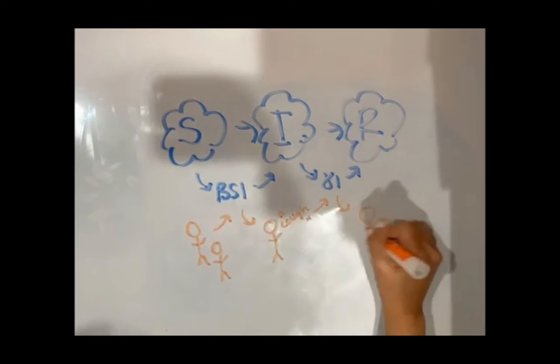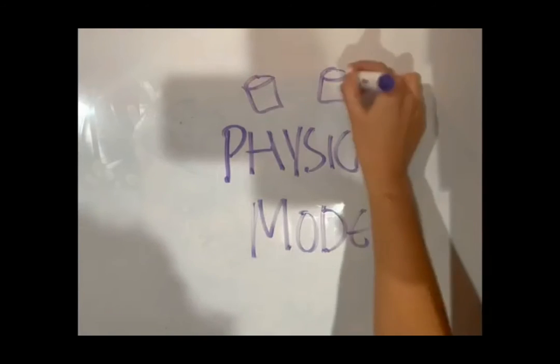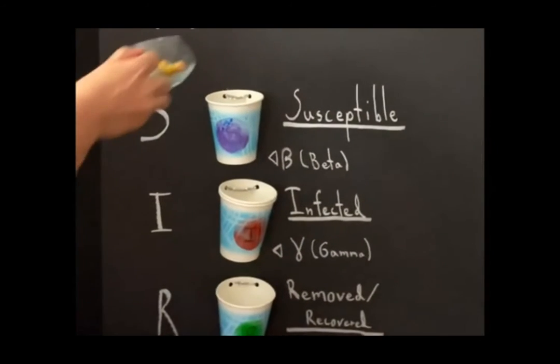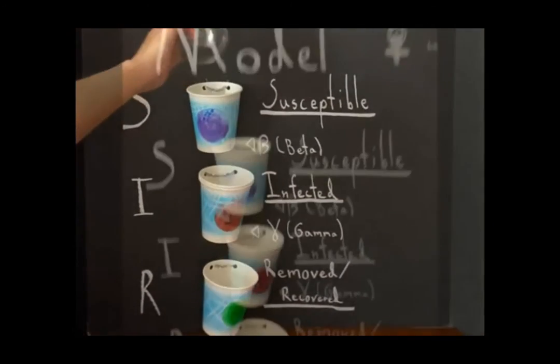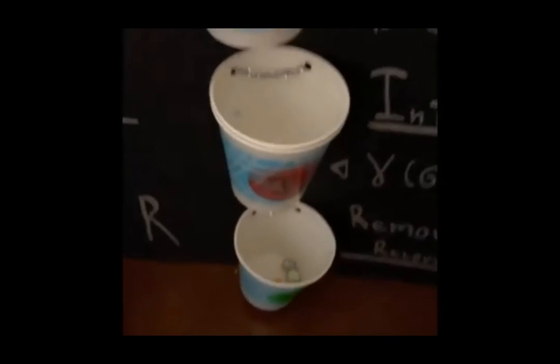Let's move on to a physical model. Now we're going to have a physical model with cups for the groups and marbles for people. The infected and susceptible cups have holes under them, and in the first demonstration, the beta IS hole underneath the S cup is actually smaller. As you can see, because of the smaller hole, not many marbles went through and not many people got infected.